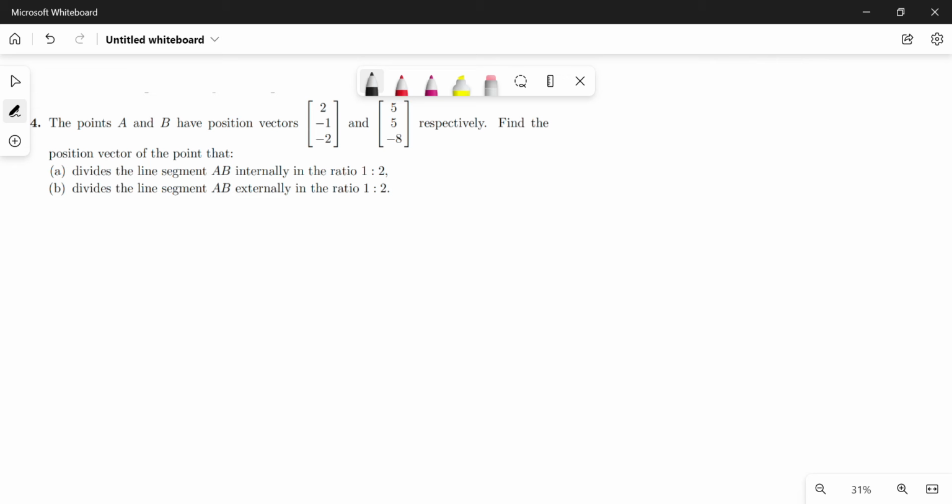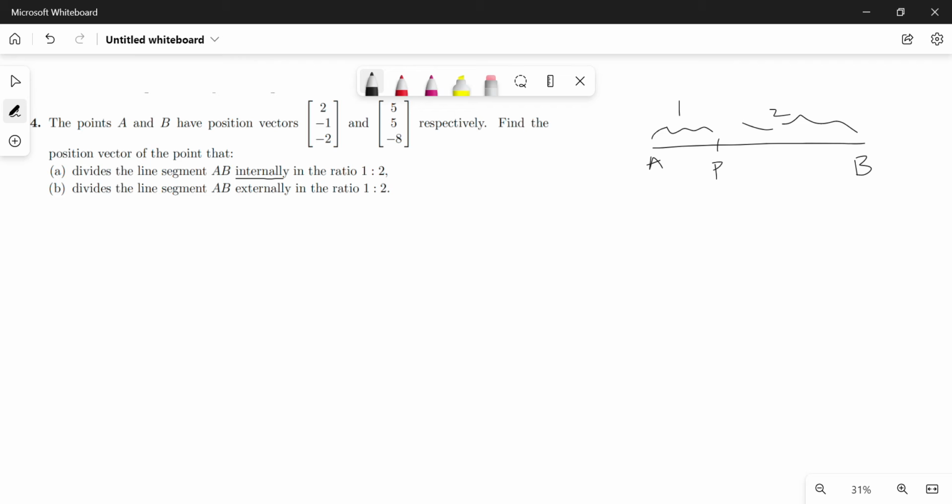Okay, so I find it helps with these ones to draw a picture if you're a bit unsure. So we've got A and B, and we're putting a point, let's say P, internally to start with, so in between A and B, so that it breaks it up into the ratio 1 to 2. So if I had A here and B here, you can imagine 1 to 2 would put P there. So this distance here is 1 and this distance here is 2.